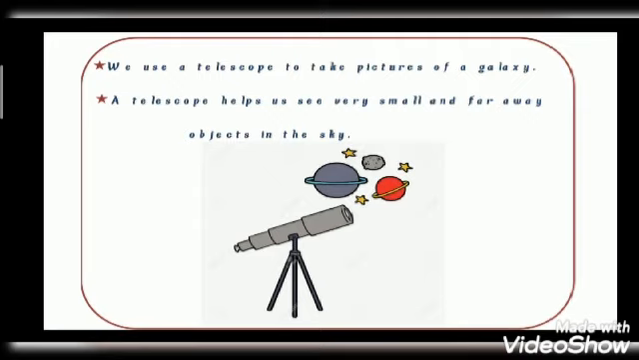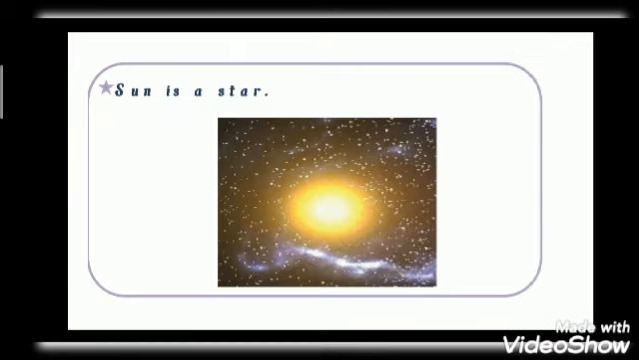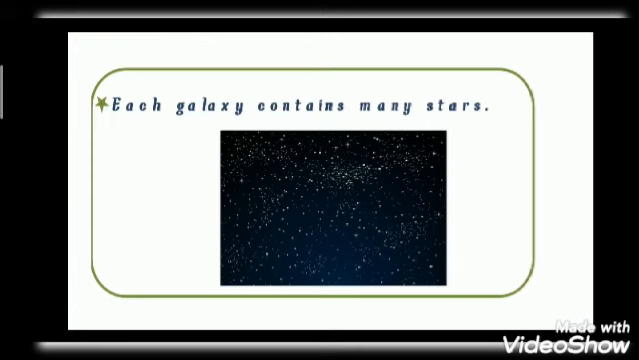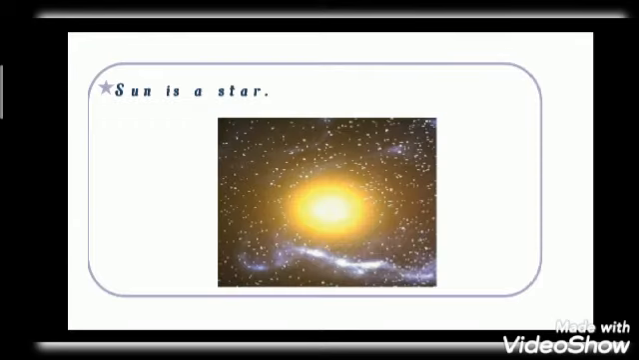Super. Now I will make a revision. Let's start from beginning. Jr2, what is this? Galaxy. And galaxy contains many stars. Sun is a star. Both of them give us light. Yes or no? Yes. So, sun is a star. Super.